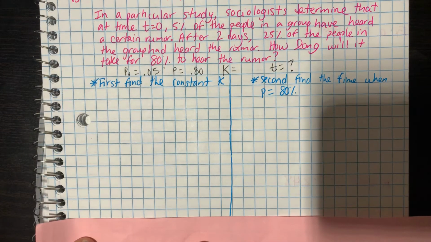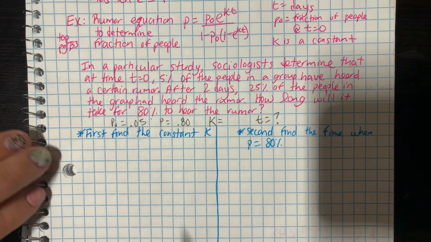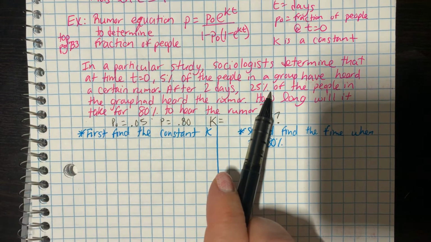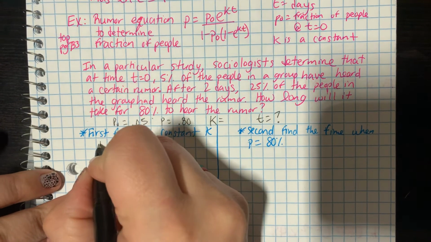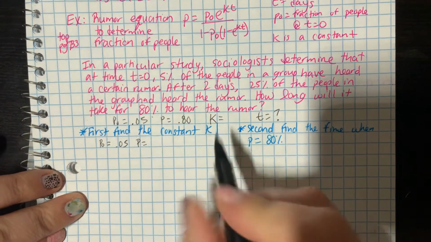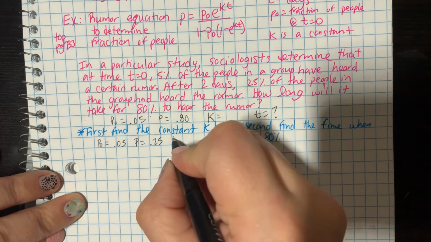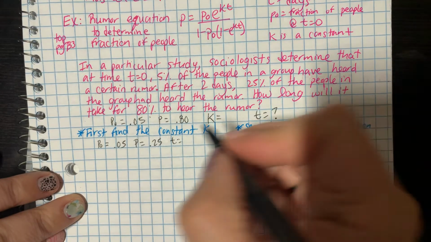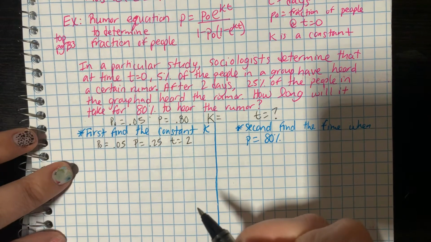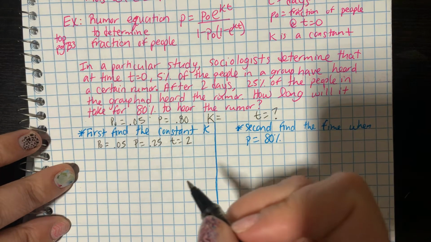All right, so first what we're going to do is find the constant k. So we're going to use this: after 2 days, 25% of the population. So we know that P0 is still 0.05. We know that P is going to be 25%, and our time is going to be 2 days. And that information we're going to use in the equation to find out what our constant k is.